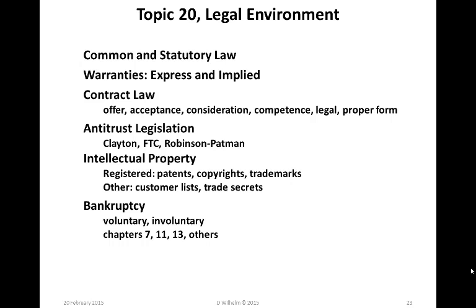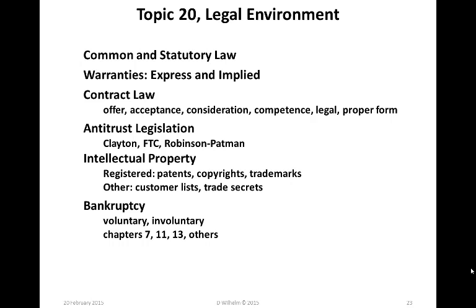Warranties can be expressed and implied. Expressed warranties are written. They can also be verbal, though a verbal express warranty is harder to prove than a written one. Implied warranties are implied by just the nature of the good or service. For instance, if one buys a bicycle, it's an implied warranty. You're going to have wheels and pedals and so forth.